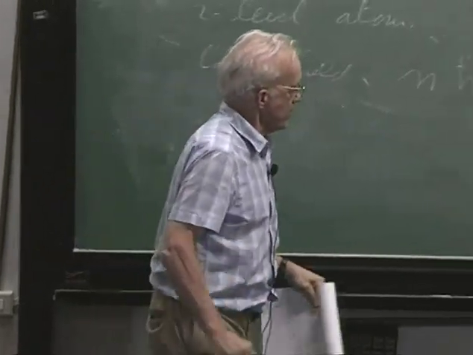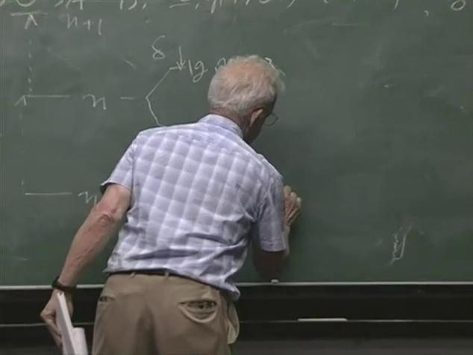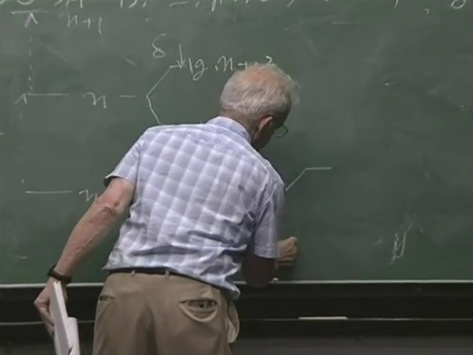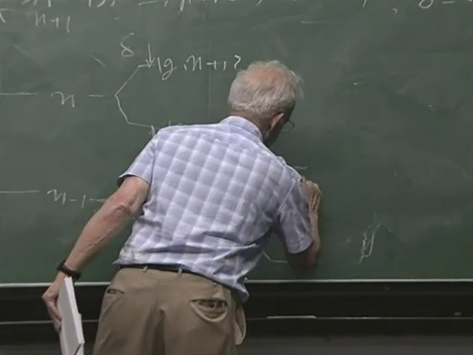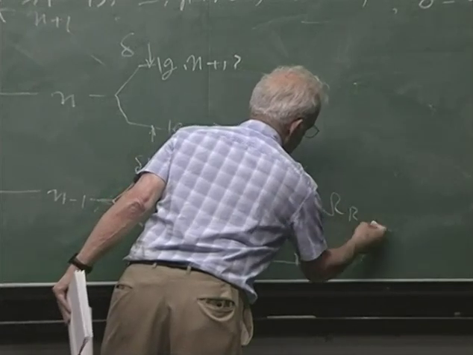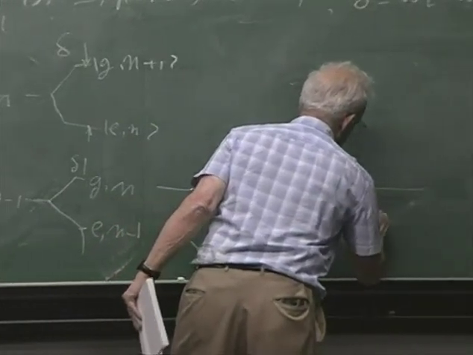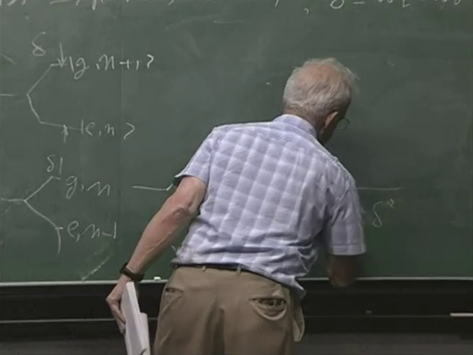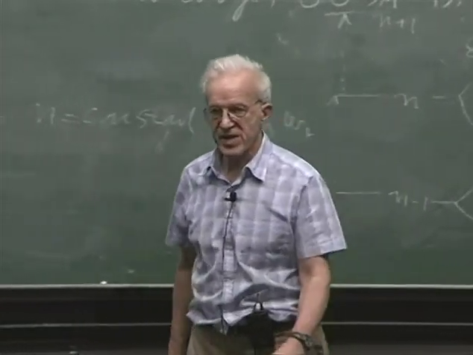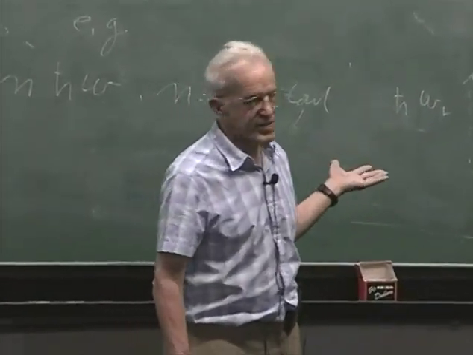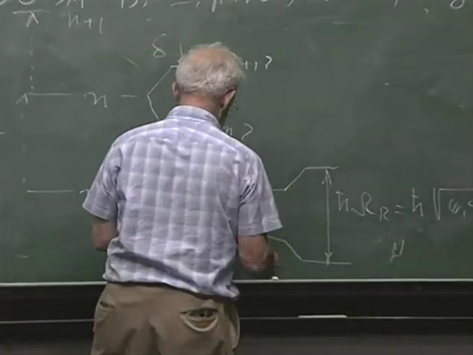So what it's going to do is, let me just look at these two levels over here. This level over here is going to be split up like that, and this is going to go down there like that. And the splitting between them now is going to be h bar omega Rabi, which is h bar times the square root. I'll write this as omega 1 squared plus delta squared. Omega 1 is the interaction of the atom with the moment. It's just mu E divided by h bar, just the thing we introduced in, I think, the first lecture. So now we have splittings like that.